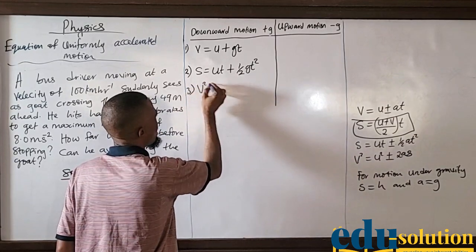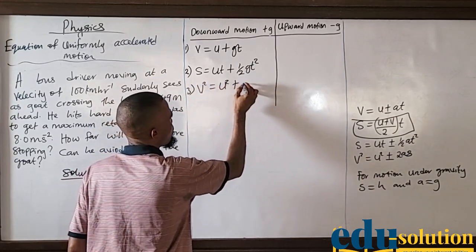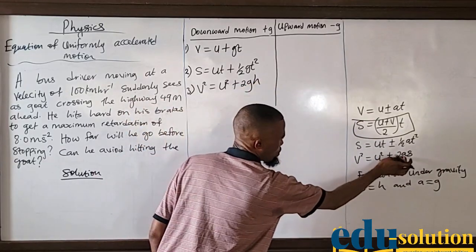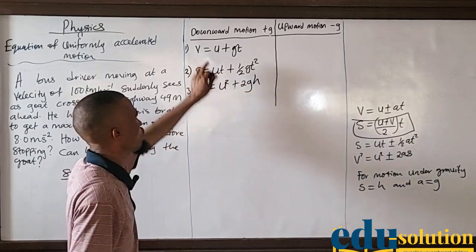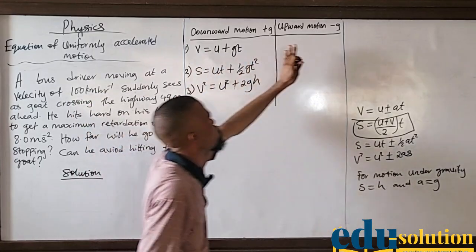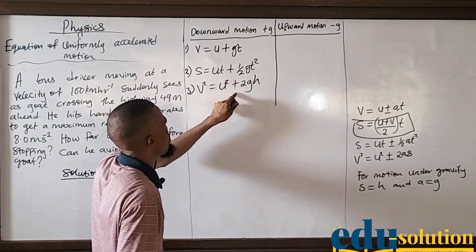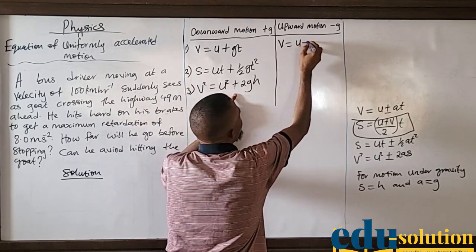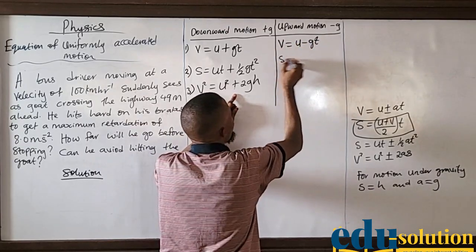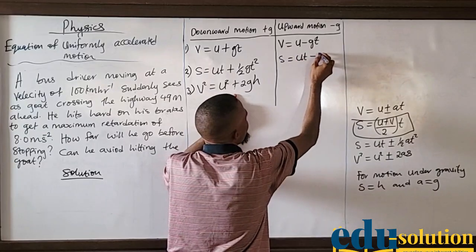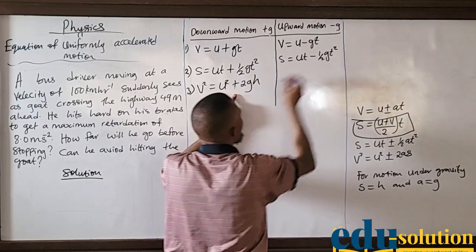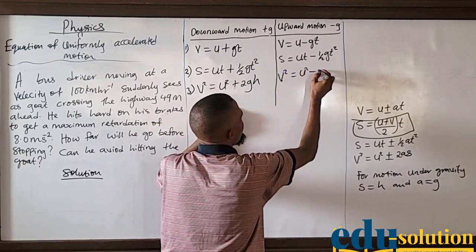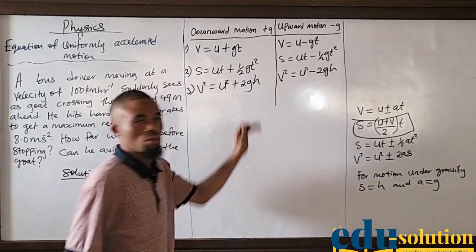We have V squared is equal to U squared plus 2GH. Remember I said S is equal to H, so I have just substituted. That's what we're having here. Same thing: what we have here is what we are going to have for upward motion. The difference is that instead of plus, I will be using minus. So the first one is V equal to U minus GT. Then we have H is equal to UT minus half GT squared. And finally, V squared is equal to U squared minus 2GH. So this is what we have.